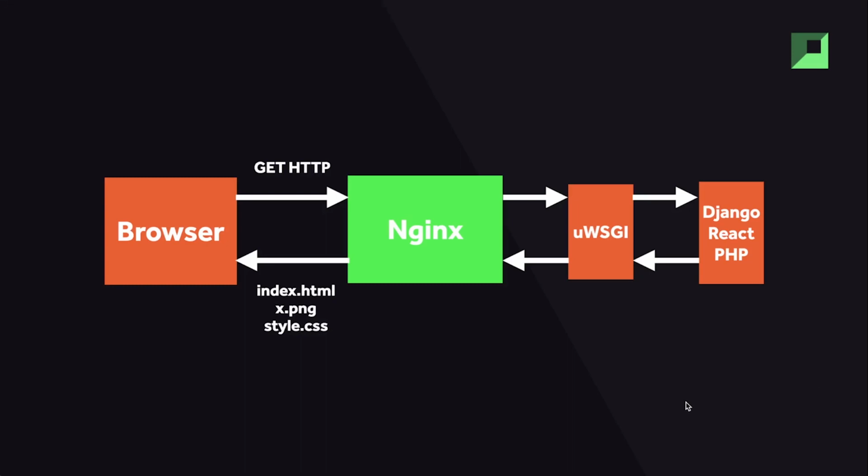Depending on your implementation, you may have some intermediate server, which is going to allow you to, in this case, translate or communicate with Python, a uWSGI server. So at the back end, you may have Django, Python, React, PHP running. You may have some sort of file server and database. And then that data gets served back through Nginx to the browser.